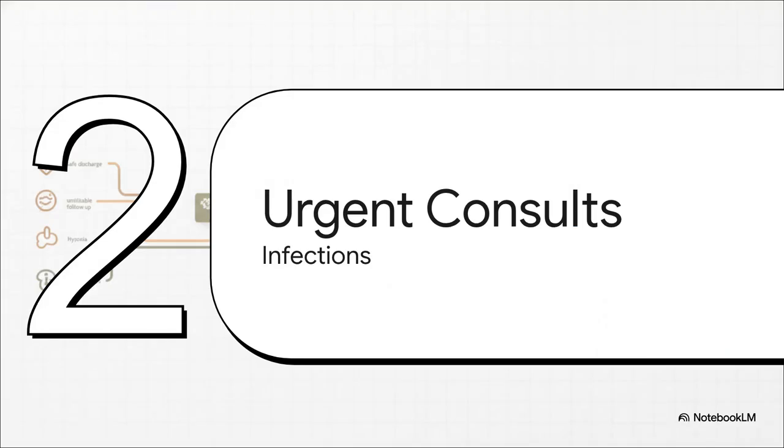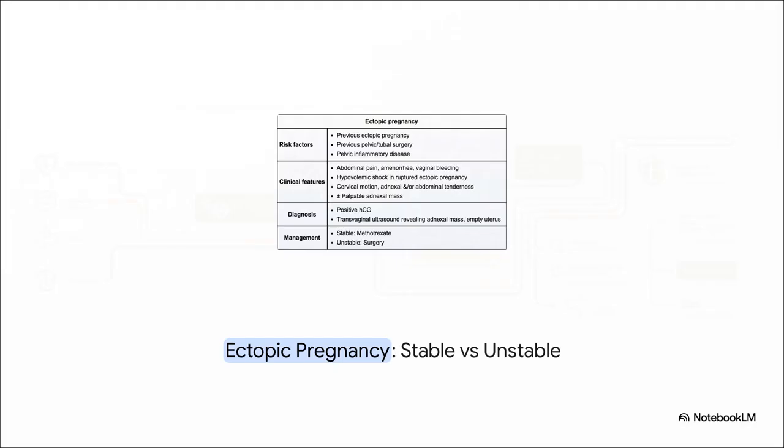Section 4. Urgent consults and infections. For an ectopic pregnancy, outpatient management is safe when the patient is hemodynamically stable and can receive medical treatment with methotrexate. But escalation to immediate surgery is required when the patient is unstable. Your clue here is hypovolemic shock. That indicates a ruptured ectopic, meaning discharge is literally impossible until surgical hemostasis is achieved.